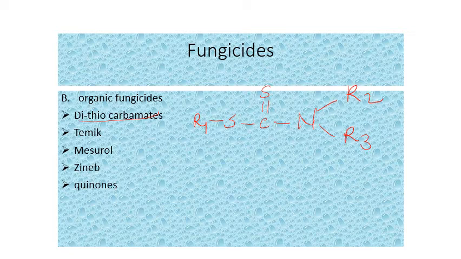It is prepared by treating amine with carbon disulfide to form dithiocarbamic acid, which on treatment with NaOH gives the sodium salt. The uses of dithiocarbamates are: the sodium salt of ethylene bis dithiocarbamate is used with zinc sulfate and calcium oxide. These salts are used to combat vegetable blights, particularly of potatoes and tomatoes.